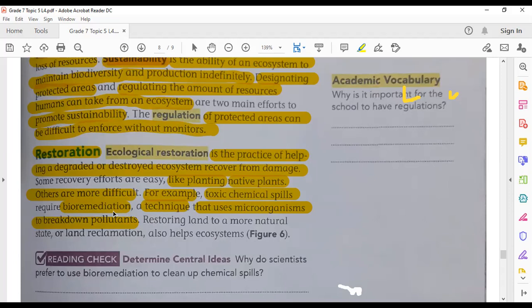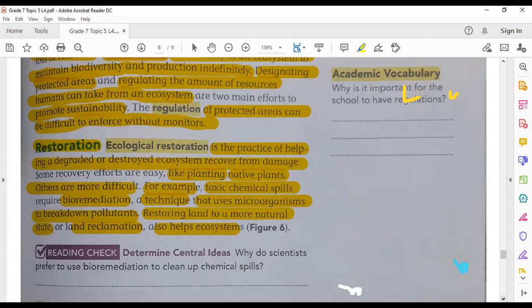So bioremediation is a technique that uses microorganisms like bacteria to break down pollutants. These bacteria feed on pollutants. The pollutants are food for bacteria, and they give bacteria energy. In this way, we can clean or remove pollutants from our ecosystems. Also, restoring land to a more natural state, or land reclamation, helps ecosystems. So bioremediation, land reclamation, and planting trees are all restoration practices.